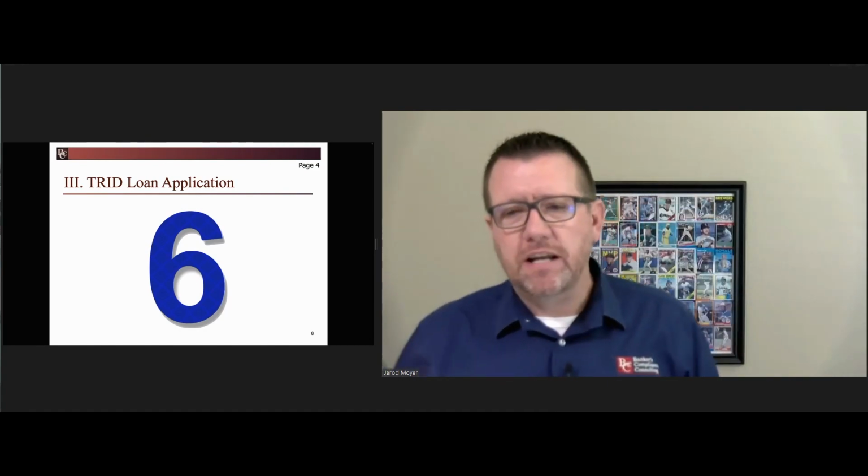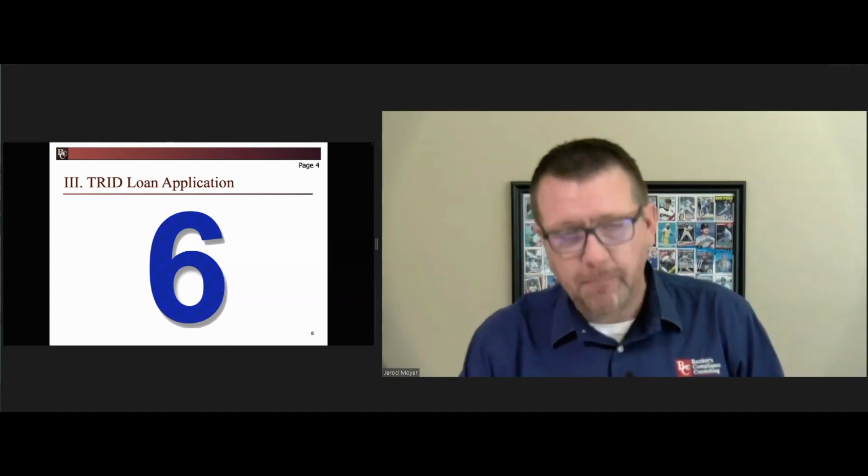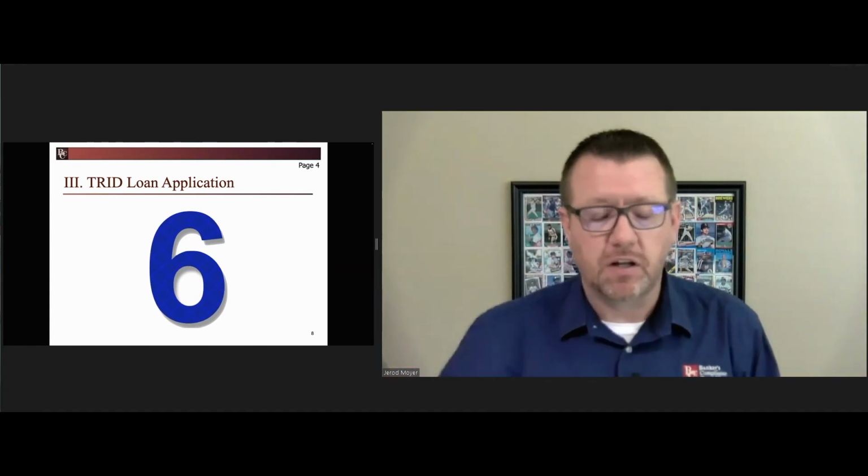So what TRID states is that when you have the ingredients for a TRID application, the clock starts ticking for you to provide and build a loan estimate. So what are those ingredients that would define a TRID application? Page number 4, letter A at the top. There are 6 ingredients, hence the number 6 on the screen.